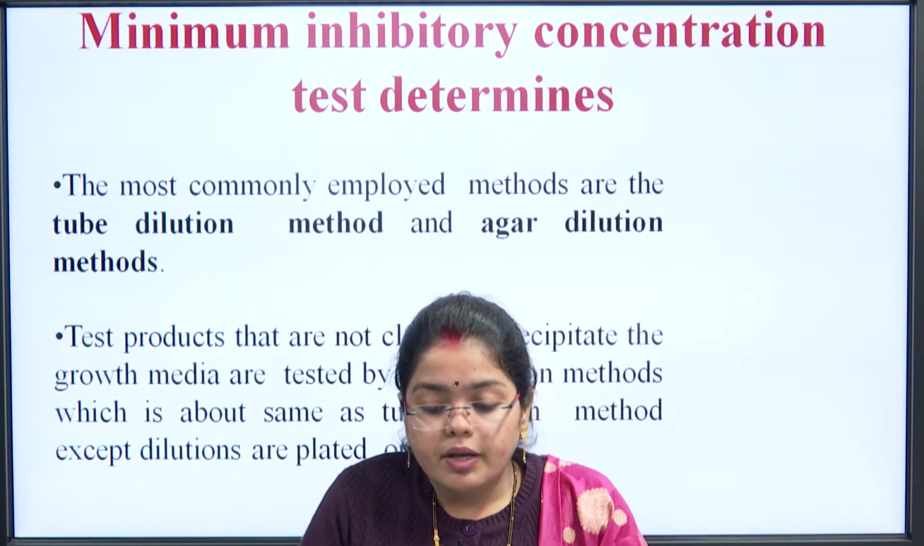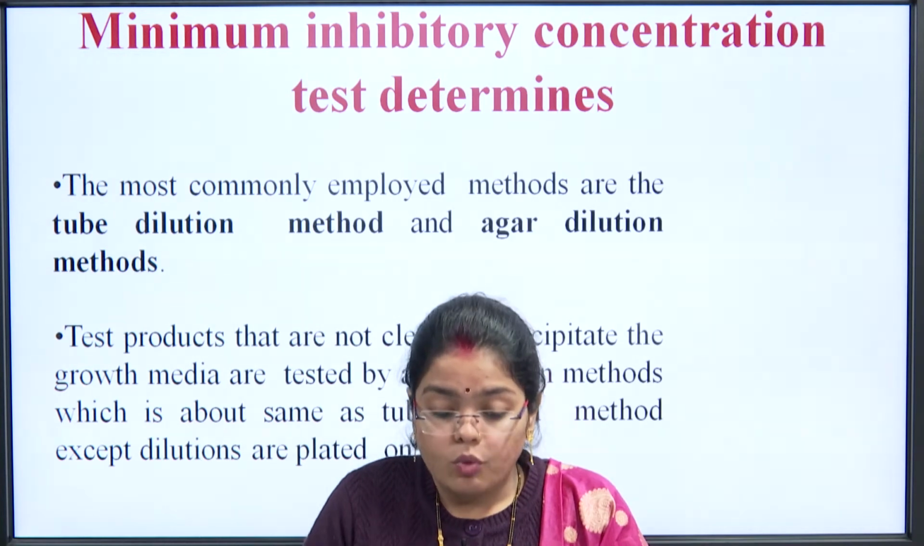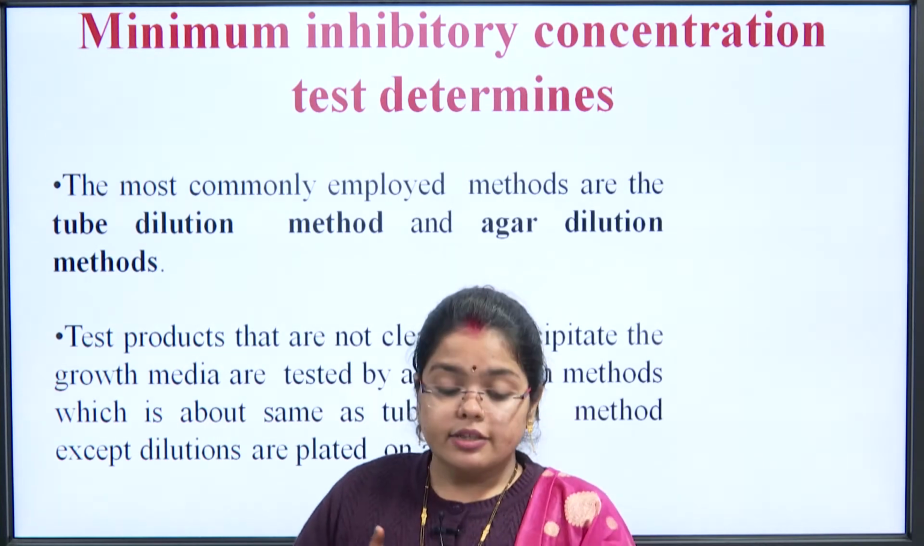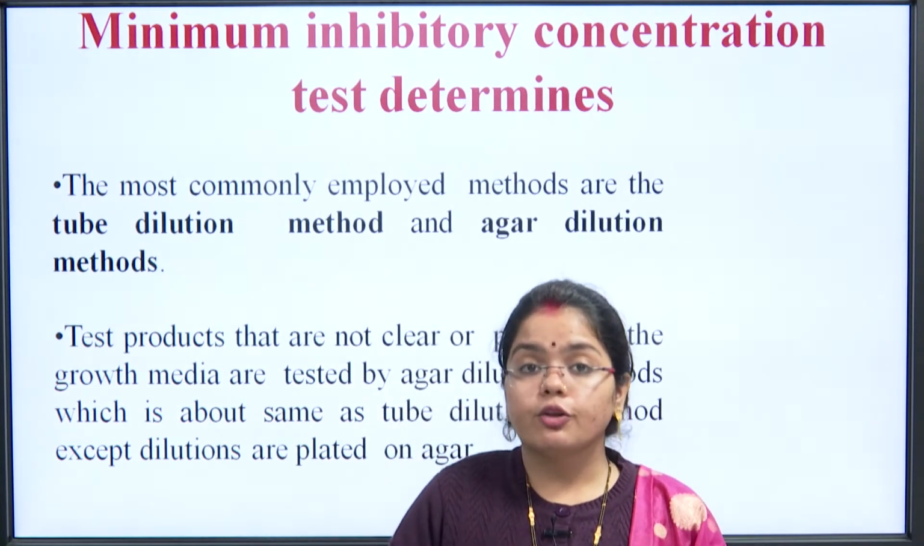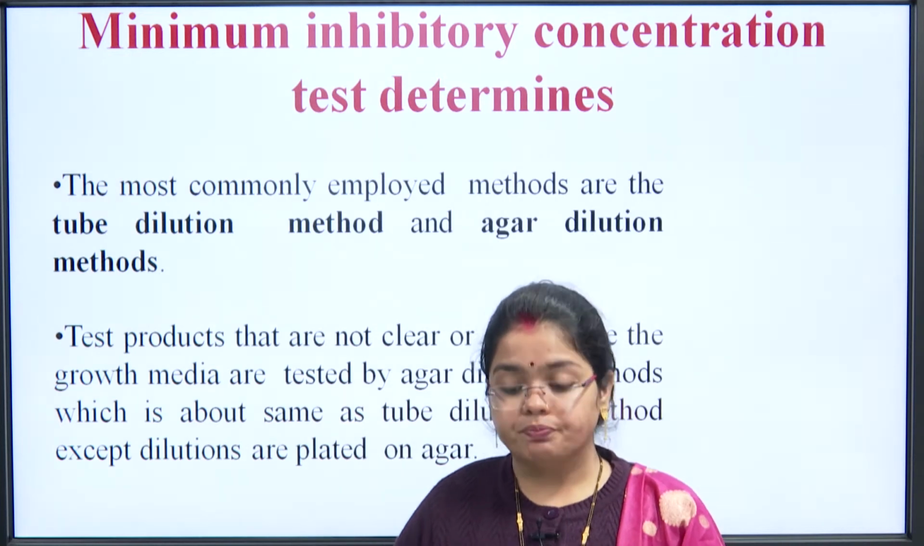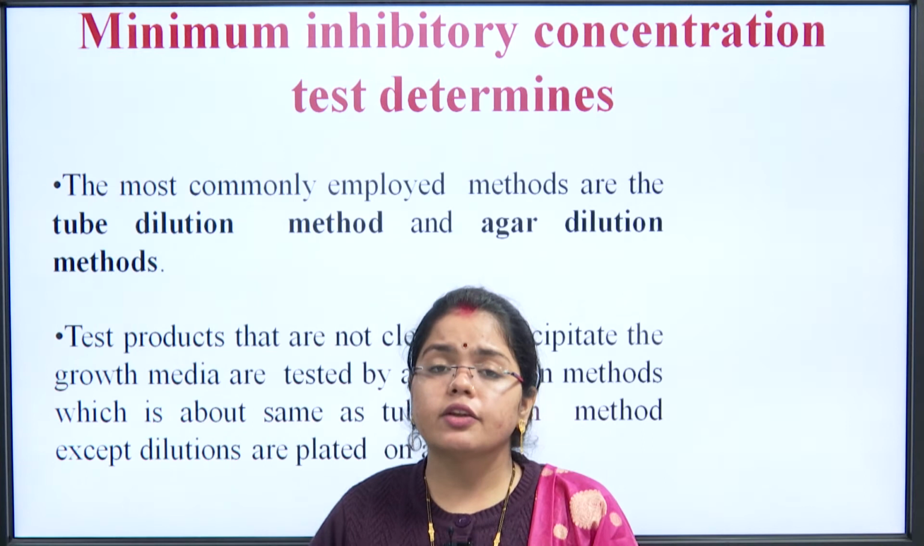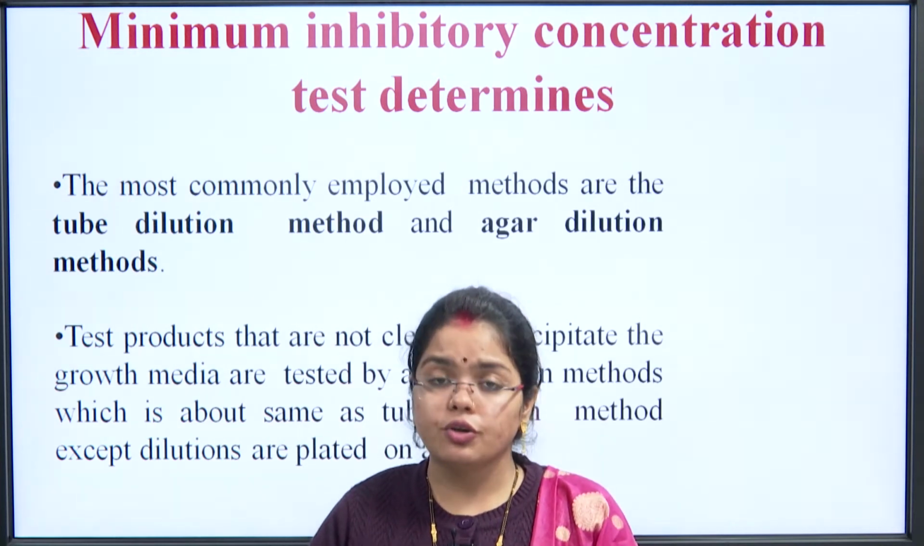So, what does the minimum inhibitory concentration test determine? The most commonly employed methods are the tube dilution method and the agar dilution method. These are the two methods, either tube dilution or agar dilution. Agar dilution refers to preparing agar plates, or we can just directly place the substance into the tube.